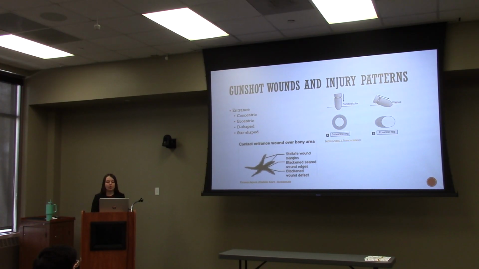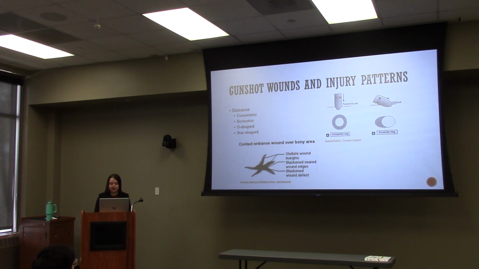Gunshot wounds on or in a victim's body help the investigator determine what happened at the scene of the crime. The most common shapes of these wounds are circular, eccentric, D-shaped, and star-shaped. Entrance wounds are usually round with a circle of abrasion where the bullet hit the skin. If the bullet enters perpendicular to the skin, it is called concentric or circular, which is the picture on the left side on the top.